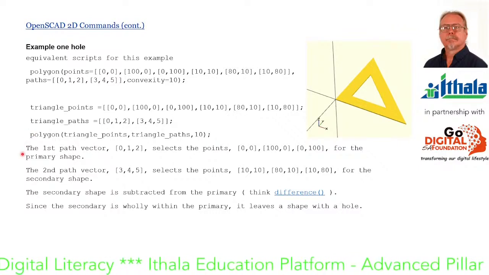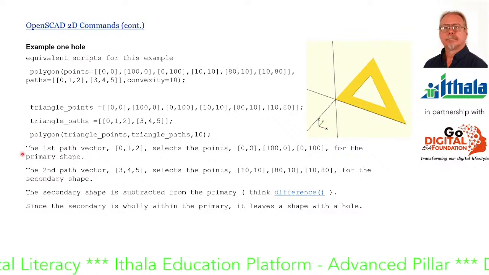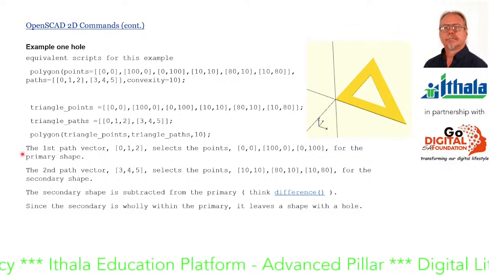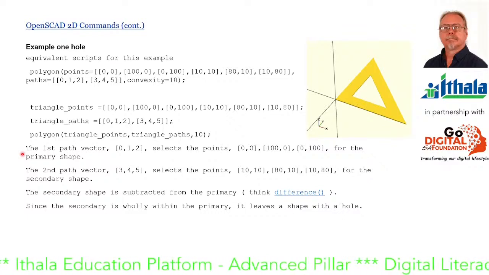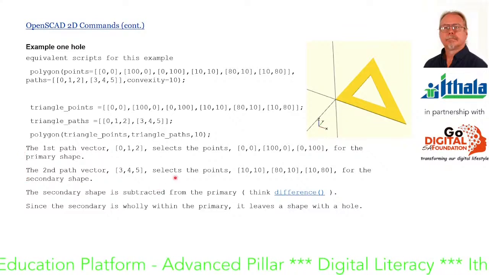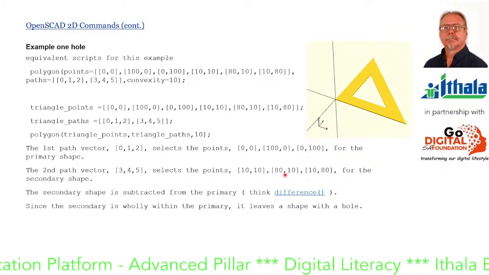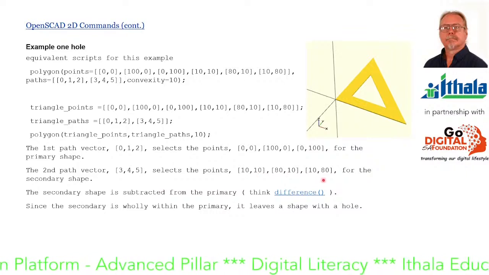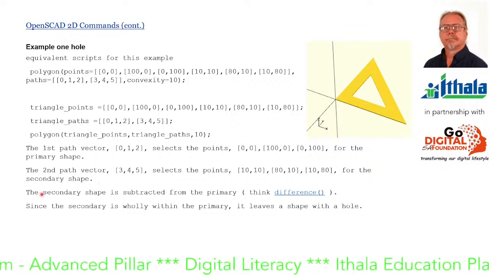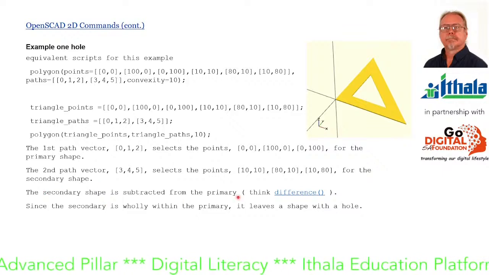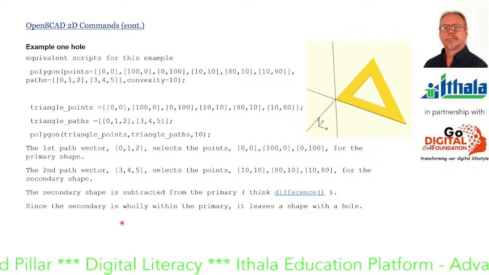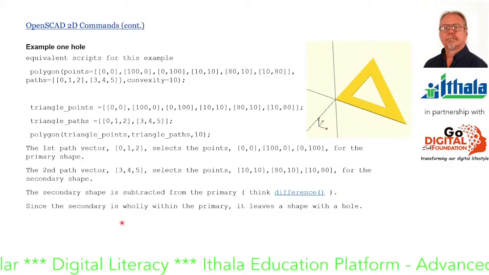So the first path vector, 0, 1, 2, selects the points 0, 0, 100, 0, 0, 100 for the primary shape. The second path vector, 3, 4, 5, selects the points 10, 10, 80, 10, 10, 80 for the secondary shape. The secondary shape is subtracted from the primary. Okay, we're taking the difference. Since the secondary is wholly within the primary, it leaves a shape with a hole.